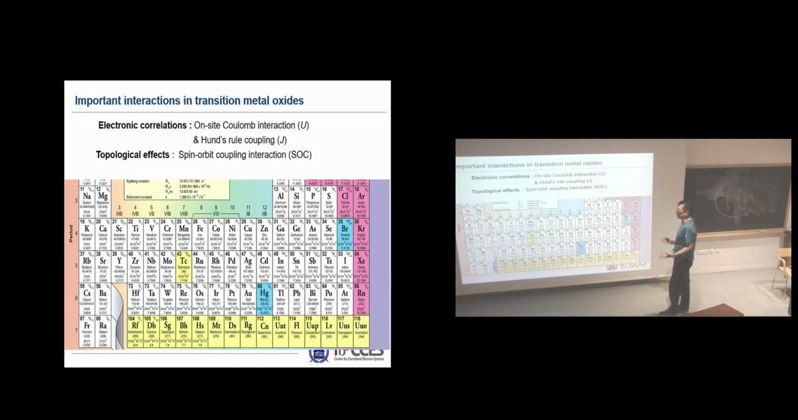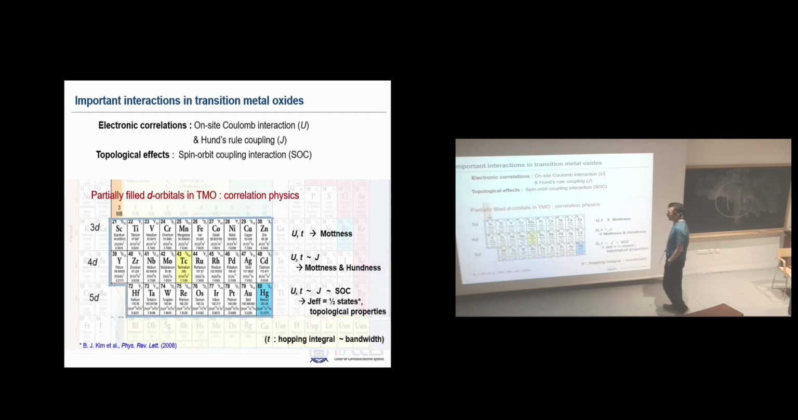So why are we looking at transition metal oxide? One of the important reasons is that there are important physical interactions in our system. This is the periodic table of all of our elements. Now, the transition metal oxides are on this line. So there are 3D, 4D, and 5D transition metal oxides. In these oxides, the wave functions are more localized than s and p orbital wave functions, so they can have large correlations.